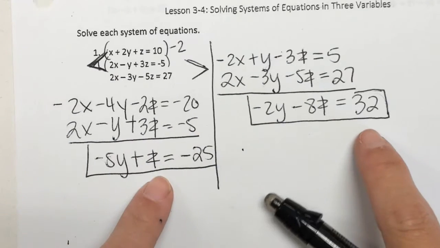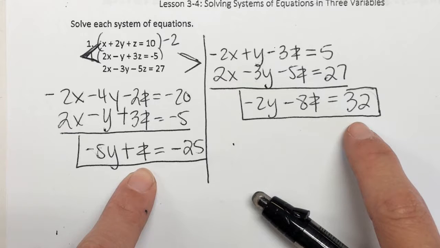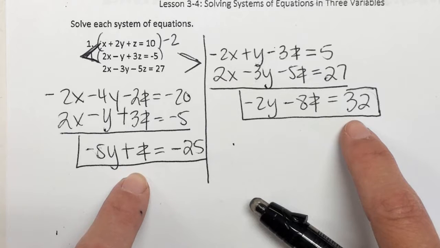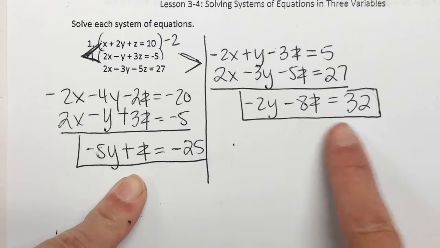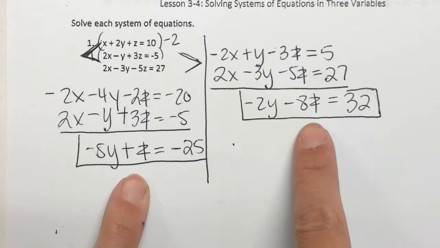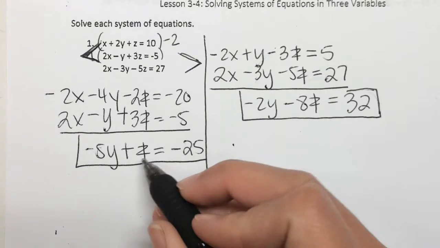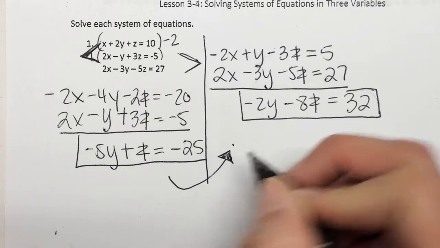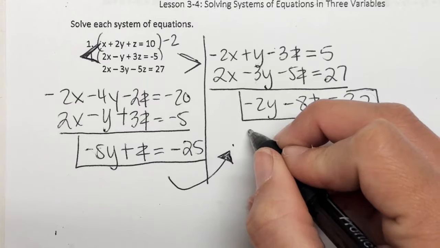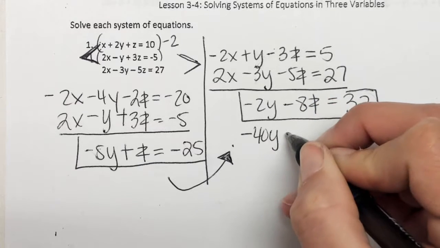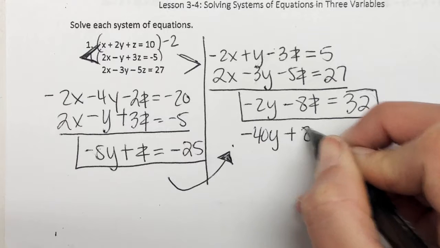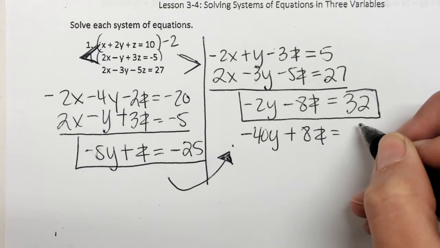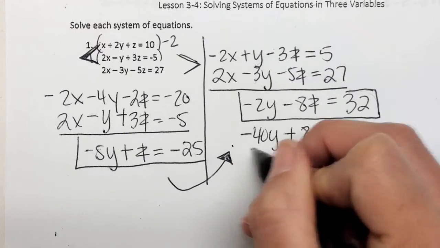Now we have these two boxed in equations. What do you think we should do with these? Yes, elimination with these two. Okay. Now which letter would be easy to cancel out? Z. By multiplying this one by what? 8. Very good. So tell me what that's going to be. Negative 40y plus 8z equals negative 200. Good. And now I'm going to add these together.